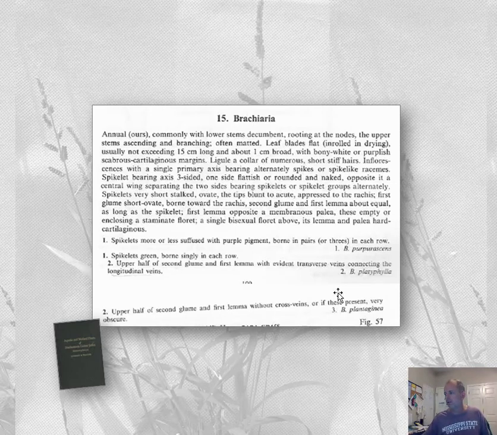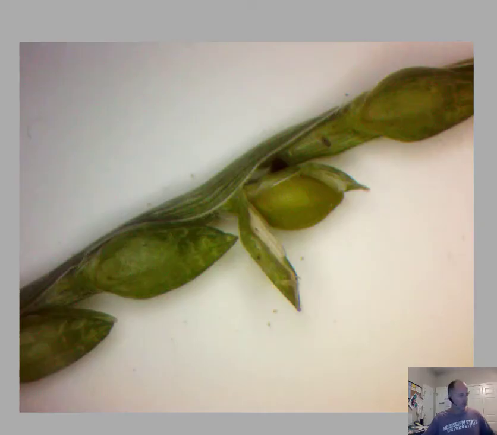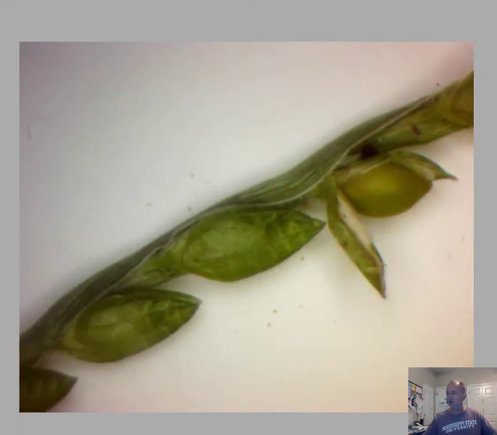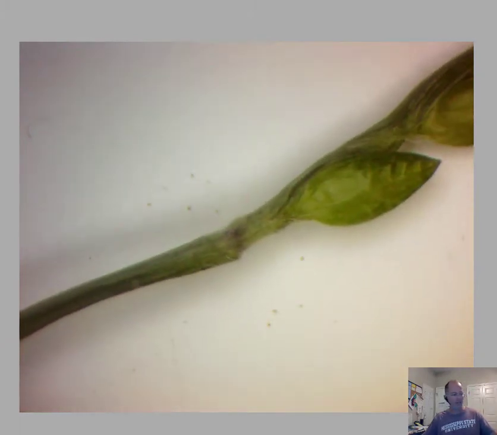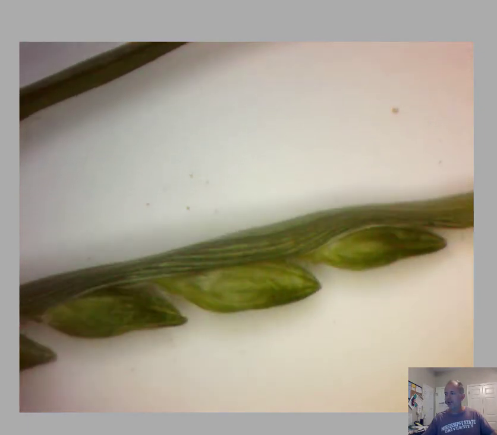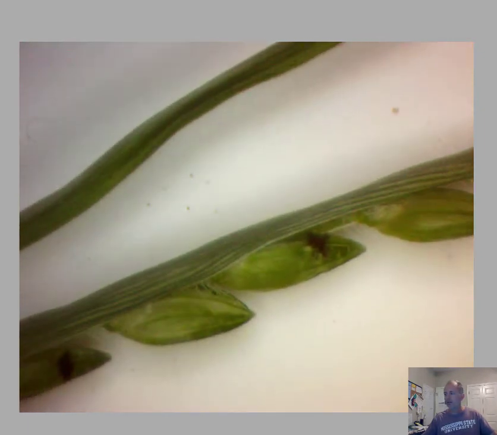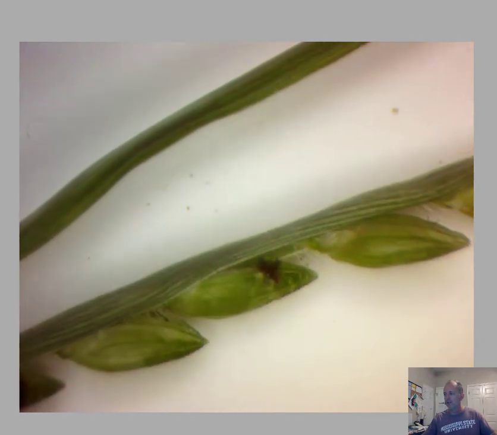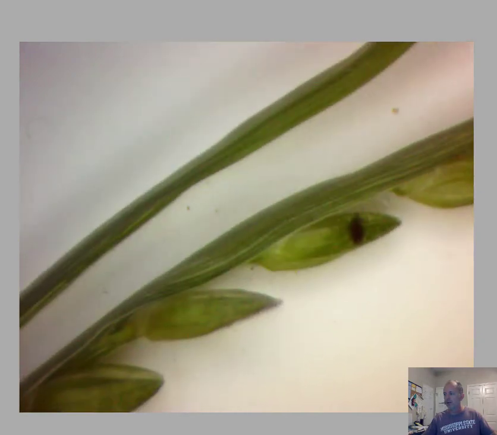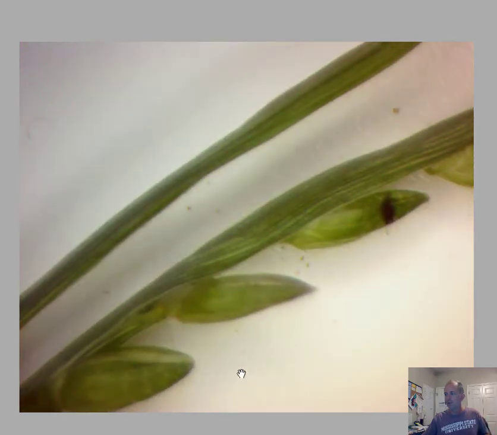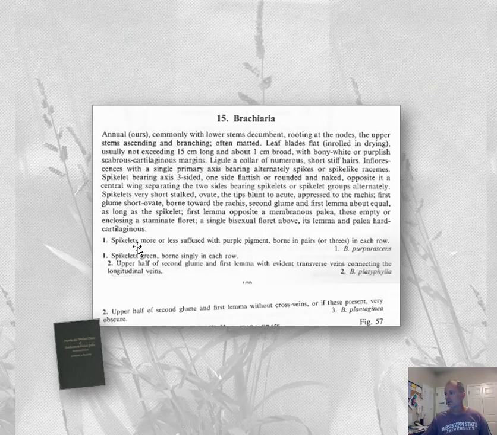All right, in the Godfrey and Wooten key, they give us 3 options, which is really kind of awesome. There are only 3 things to look at here. So the spikelet's more or less suffused with purple pigment, and that's not the case. So we'll flip back over here to the microscope, and I'll run through here, and you can see they're green, green, green, and I come over to another set of them, green, green, green, green, green. Oh, and there you can see a stigma on that one protruding out of the flower. All right, but there's not purple pigment throughout these things. So it's not that.